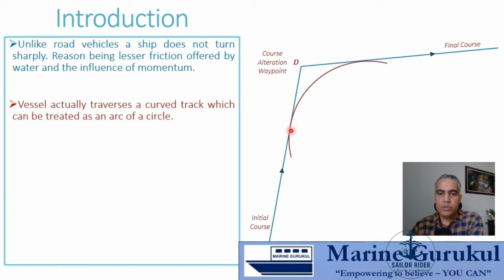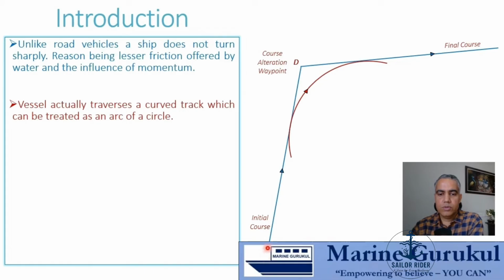Let us now show the curved path on which the ship actually moved. You can see this maroon color arc. Now this is the actual track on which the ship will be moving when it is altering its course.